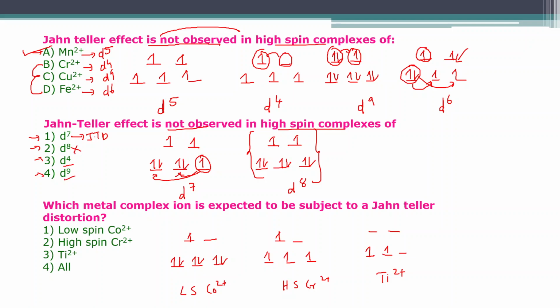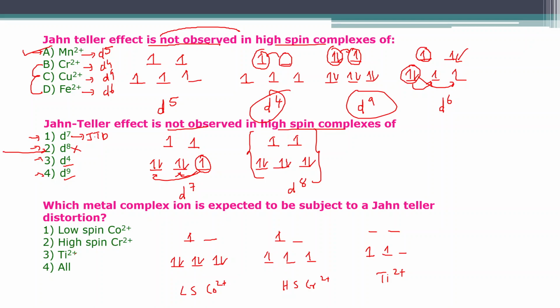D4 and D9 we have discussed in an earlier question. So D8 is the answer. Either A, B, C will be asked, or 1, 2, 3, 4 is asked. A, B, C is commonly asked in CSIR or GATE examinations. Okay. Which metal complex is expected to be subject to Jahn-Teller distortion?